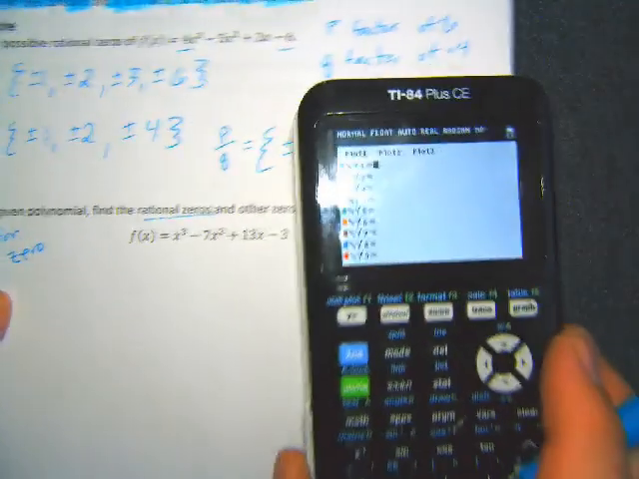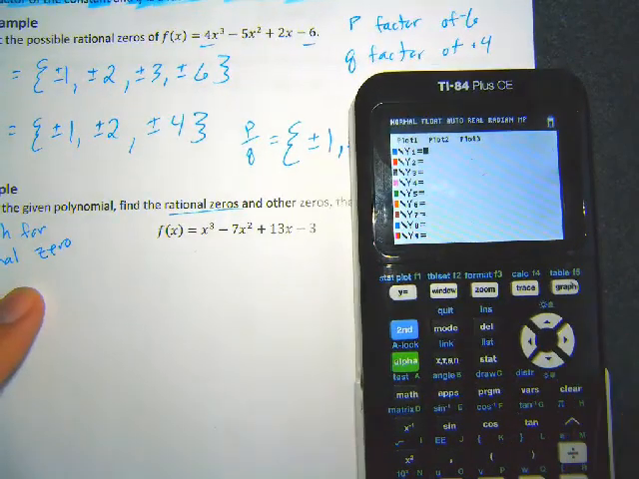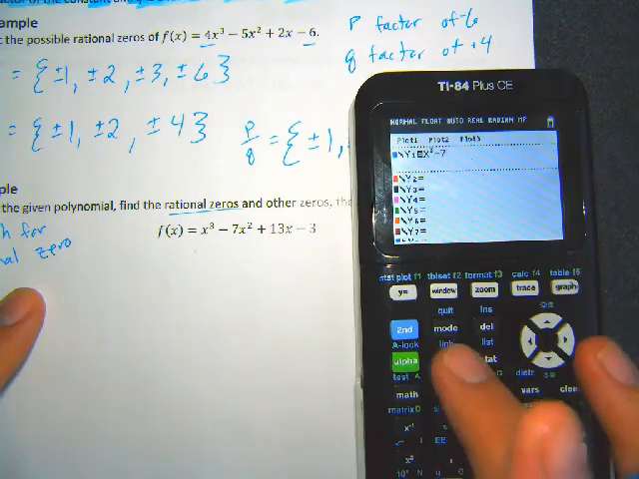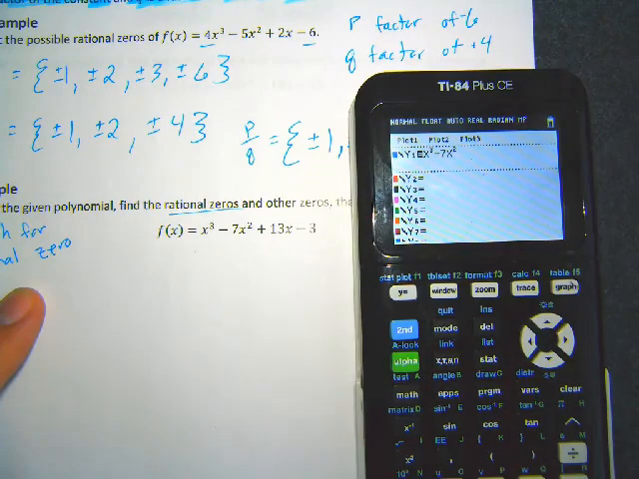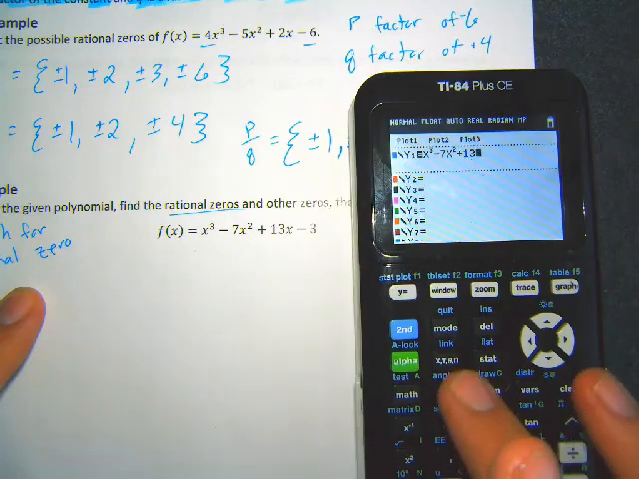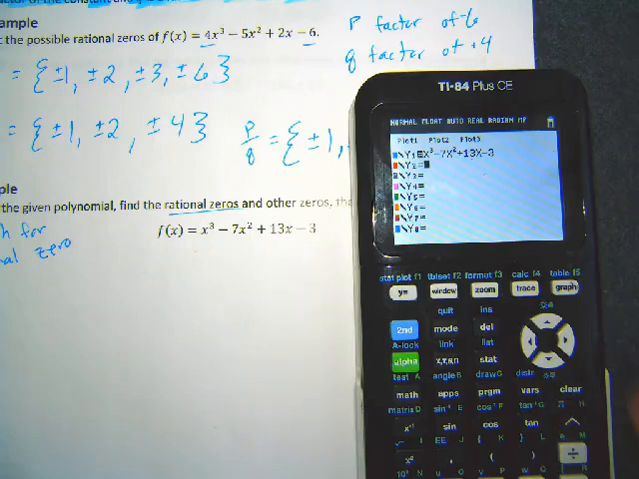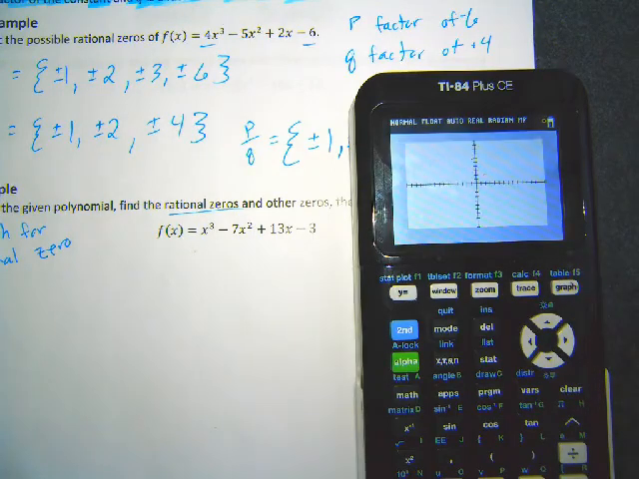So let's type this polynomial in there. So we have x to the third minus 7x squared plus 13x minus 3, and that's our polynomial. I'm going to go ahead and just graph it, see what it looks like. And again, any x-intercept should be a zero. And so I can see there's 1, 2, 3.